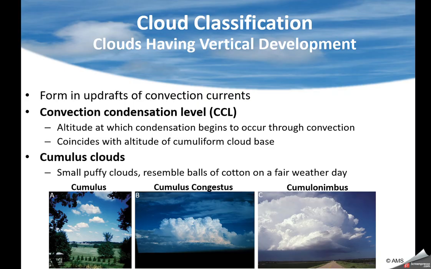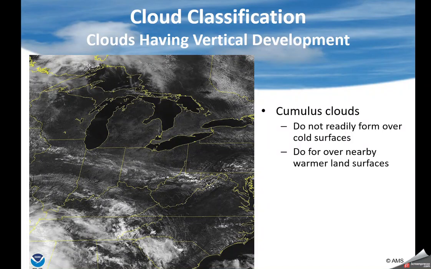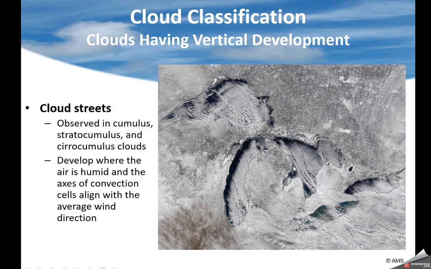And finally, if these clouds develop by convection, which is what a cumulus cloud does, the bottom altitude of that is the convective condensation level. It's the altitude at which convection lifts the air, and it begins to condense. And you can see here, clouds actually having the vertical development right in this area, and some areas not. And clouds moving across the Great Lakes as well here.